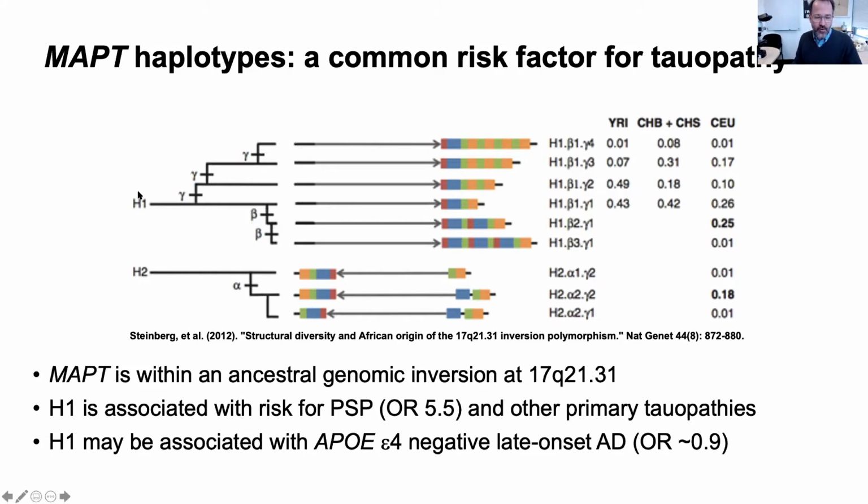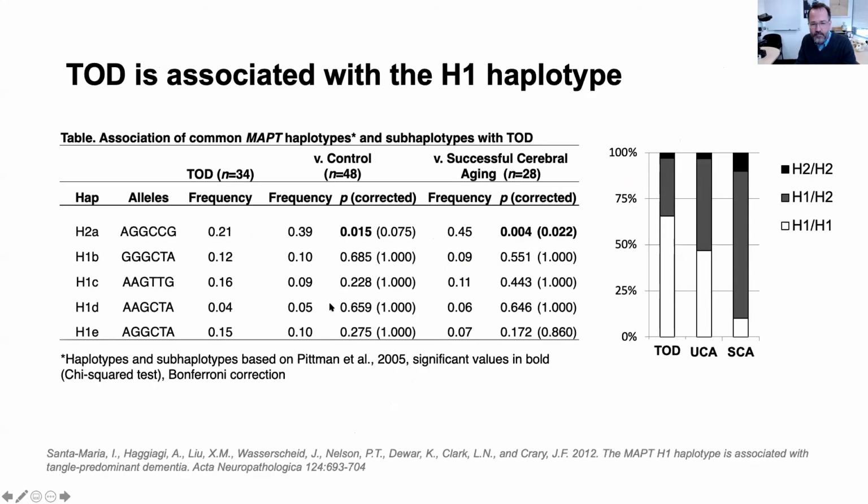And we have these two versions, we call them the haplotypes H1 and H2. The H1 is probably the ancestral version. H2 has maybe been proposed to come from Neanderthals. We don't really know. And here the allele frequencies are being shown. But this H1 haplotype is strongly associated with tauopathy versus the H2, which seems to be protective. It's also associated with Alzheimer's disease, but the effect size is much smaller.